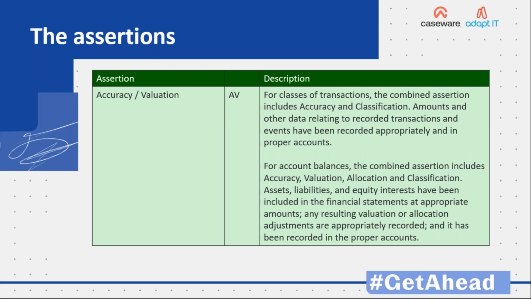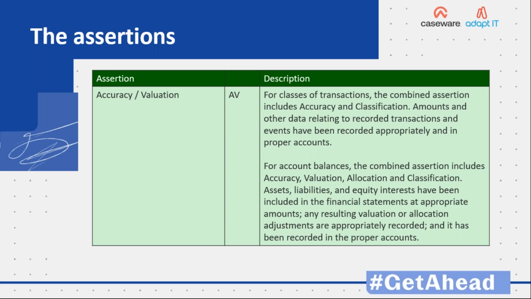The accuracy of valuation, so this is the AV. For classes of transactions, the combined assertions include accuracy and classification. Amounts and all the data relating to the recorded transactions and events have been recorded appropriately and in proper accounts. So when you are raising a risk for AV, these are the different considerations that you have taken into account.